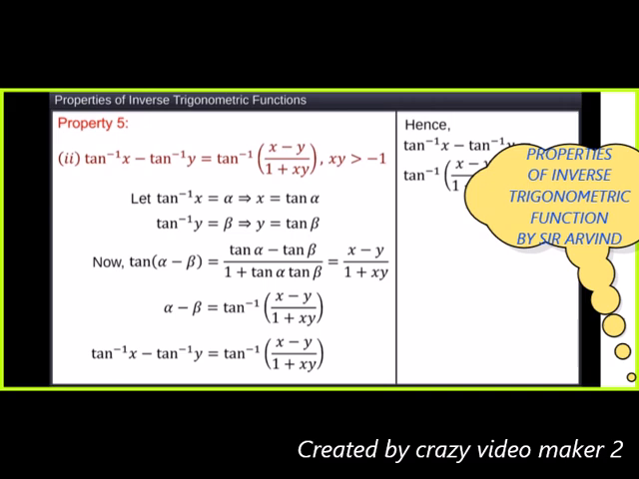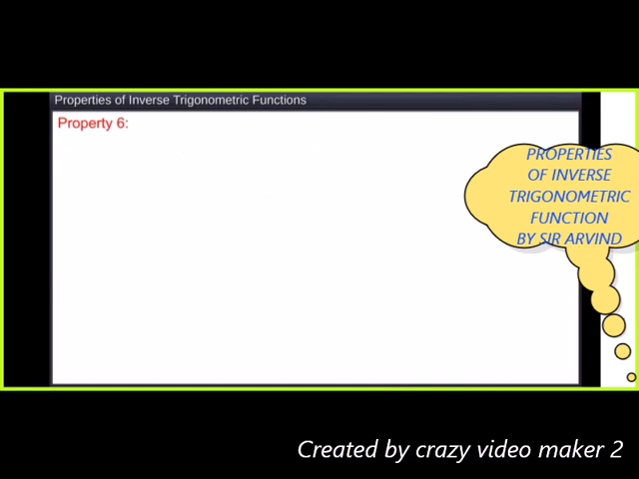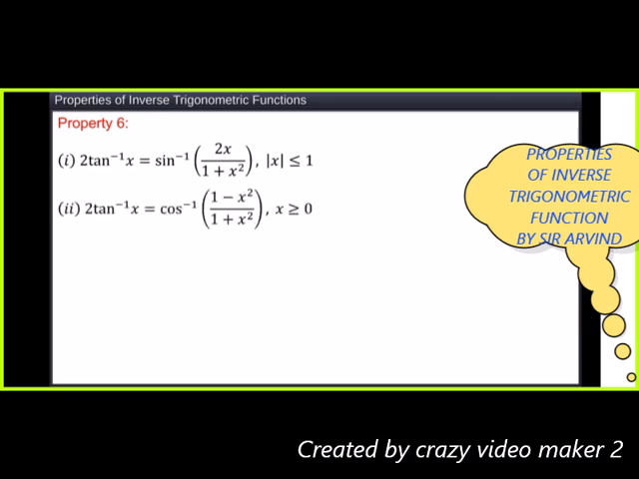tan(A minus B) is equal to (tan A minus tan B) upon (1 plus tan A tan B). Here we have taken alpha and beta. Now let us think about the sixth property of inverse trigonometric functions. 2 tan inverse x is equal to sin inverse of 2x upon 1 plus x square, and cos inverse of (1 minus x square) upon (1 plus x square), and in the form of tan itself, 2 tan inverse x is equal to tan inverse of 2x upon 1 minus x square.